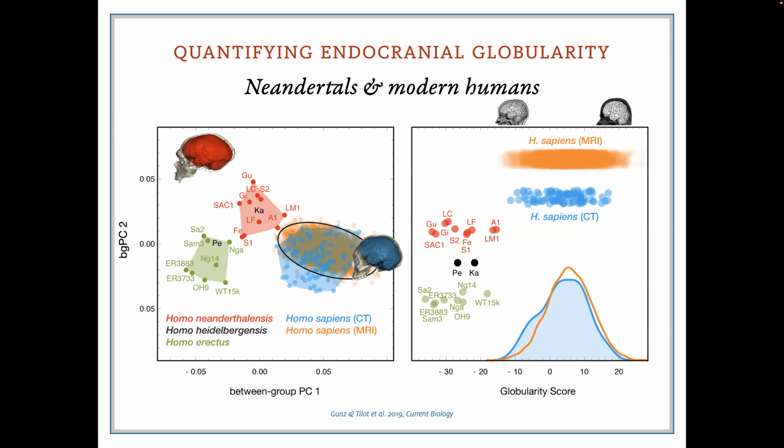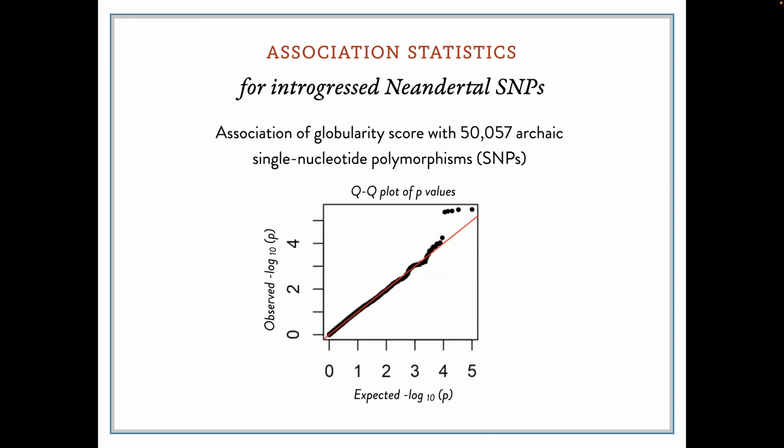I then try to simplify that multivariate space by computing a simple metric. So we basically end up with one number that tells us how round or how elongated your brain is. And we call this the globularity score. And it's basically just the mean difference between Neanderthals and modern humans. That's a multivariate vector. And then we project each individual onto that vector, and then we end up with one single number. And then we looked for association of this globularity score with 50,000 archaic SNPs, single nucleotide polymorphisms.